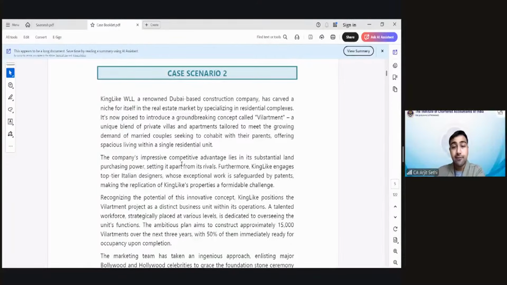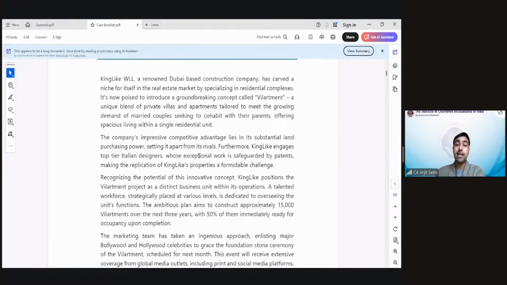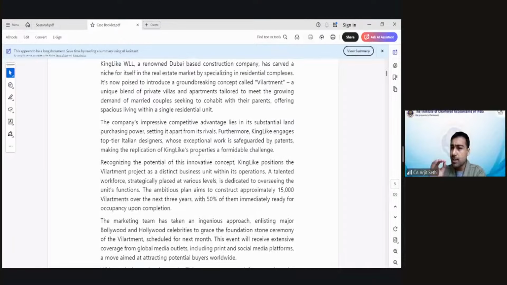The company's impressive competitive advantage is the substantial land purchasing power, which sets it apart from its rivals. They get land very cheap. They have a good network, solid financials, they get land at a very cheap price. Okay.